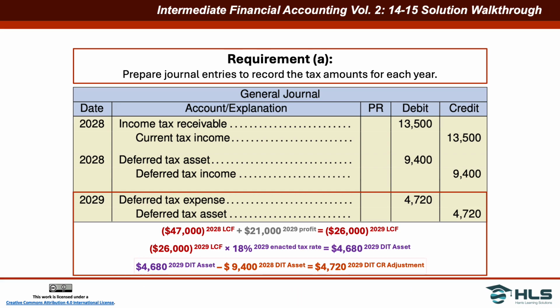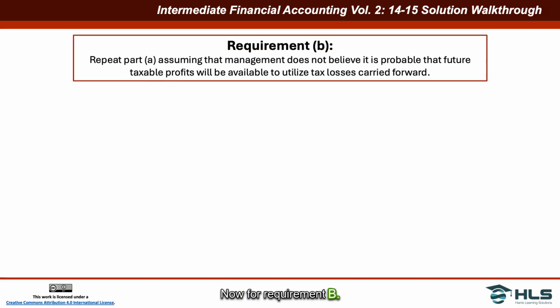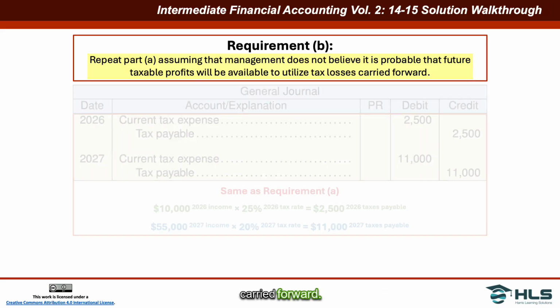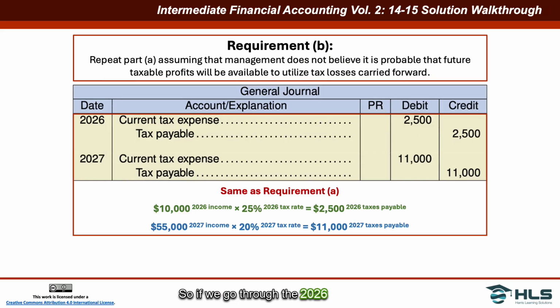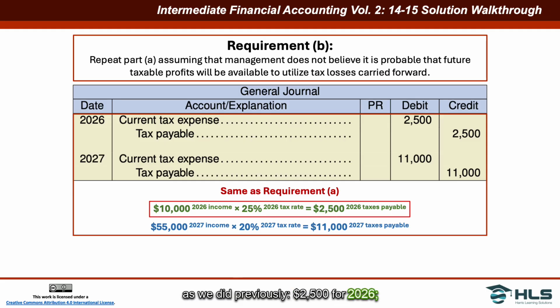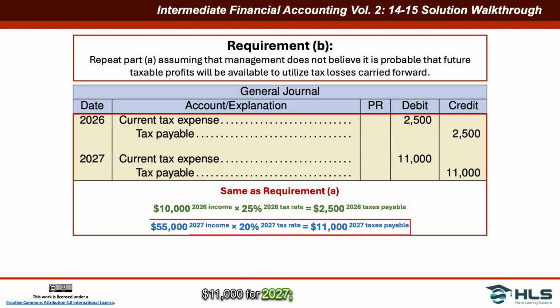Now for requirement B. This asks us to repeat part A, but assuming now that management does not believe it's probable that future taxable profits will be available to utilize tax losses carried forward. So if we go through the years 2026 and 2027, they're the same as requirement A. Those years both had profits, so we simply calculate the taxes payable each year as we did previously. $2,500 for 2026, $11,000 for 2027.